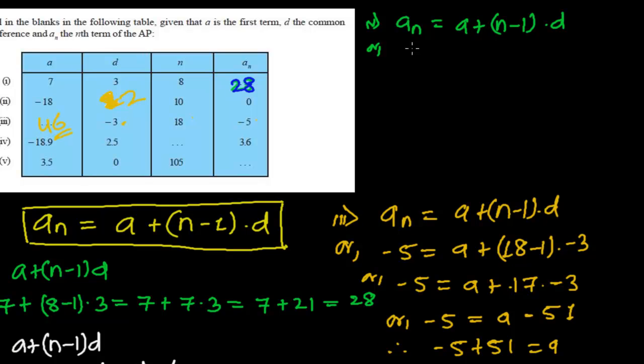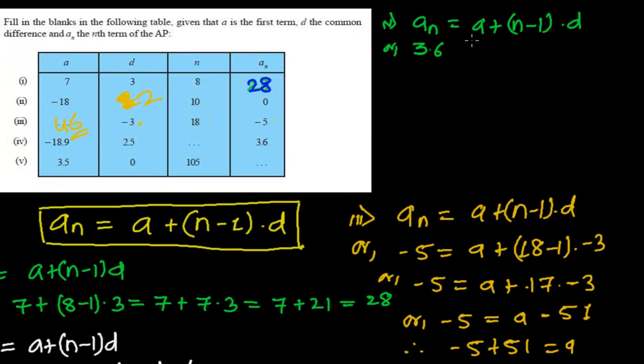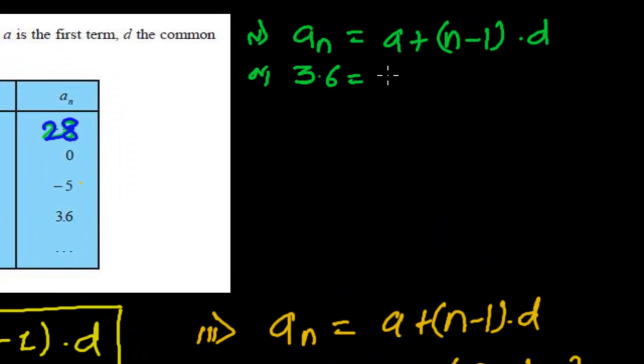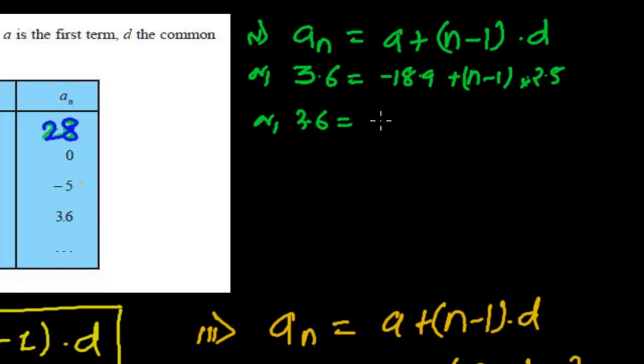So an is given, that is 3.6, is equal to a, which is 18.9, plus n minus 1 times the common difference, which we know is 2.5. Here is the multiplication. So 3.6 equals 18.9 plus 2.5n minus 2.5.